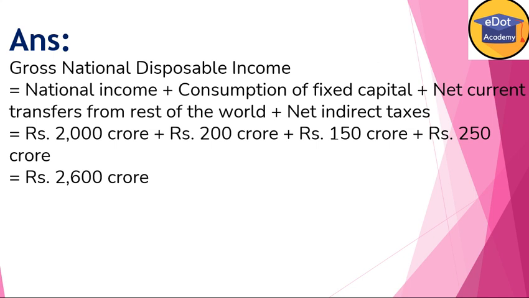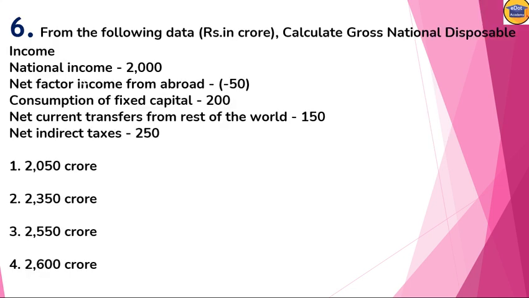So now see the values here. National income 2000, consumption of fixed capital 200, net current transfer from rest of the world 150, and net indirect taxes 250. So we have to add all four of these, and we'll get the gross national disposable income.